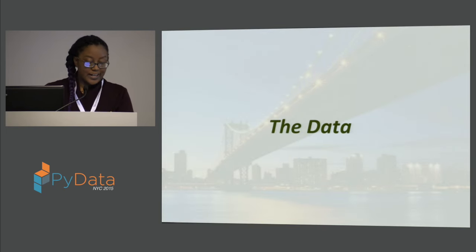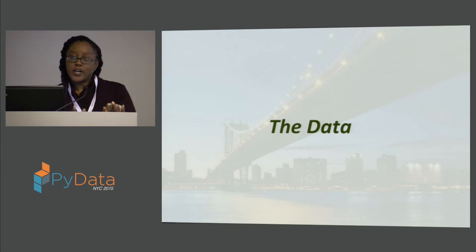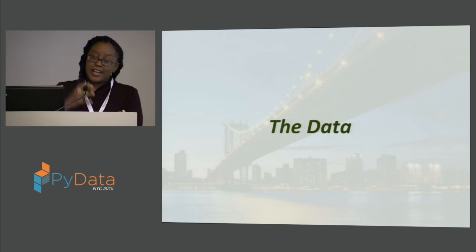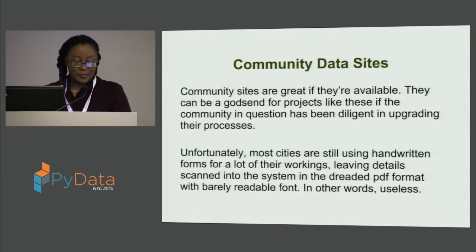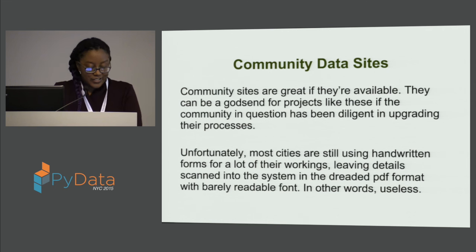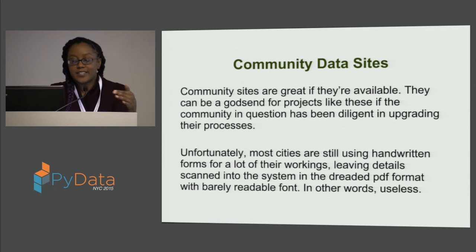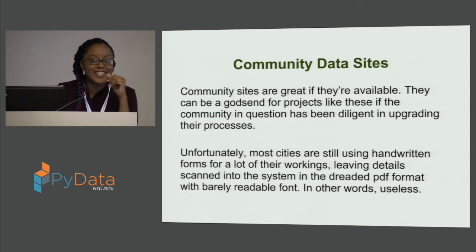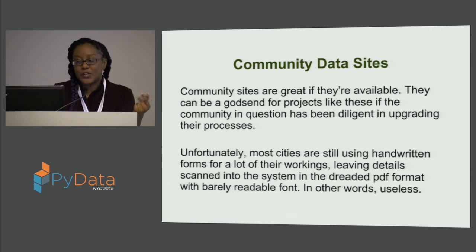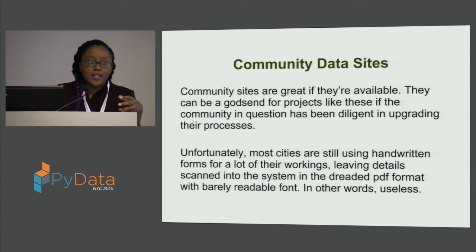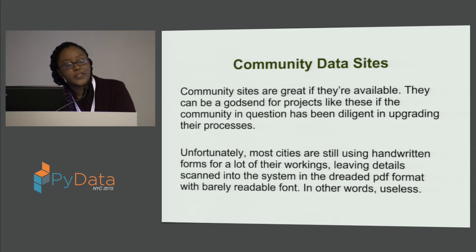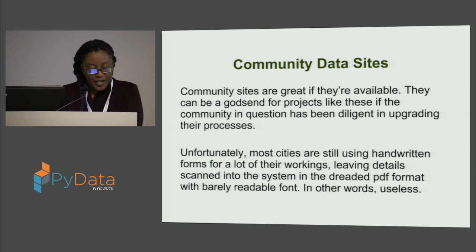So the data, you've made your decisions about what your data needs to look like, and now you actually have to try to get some. So community data sites can be really great if your community has one. In New York City, we have NYC Open Data, which for collecting school information worked really well, and for collecting housing information worked really poorly.